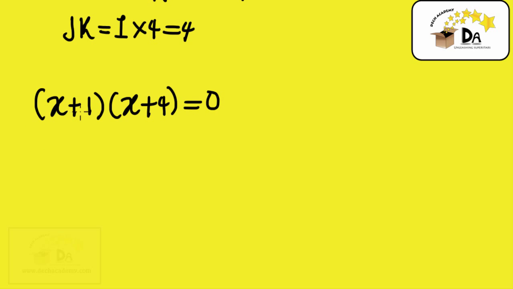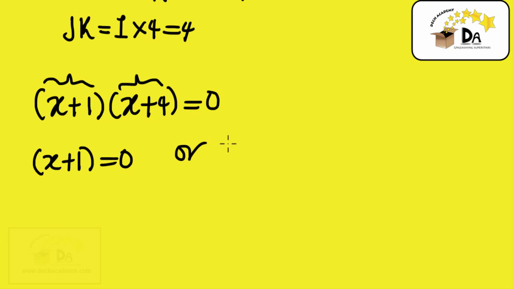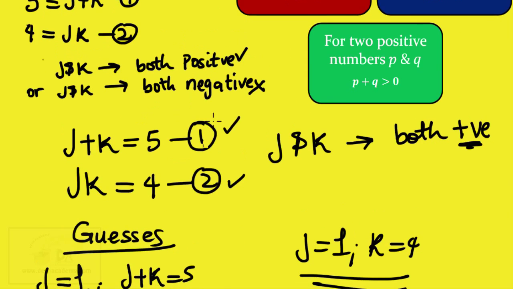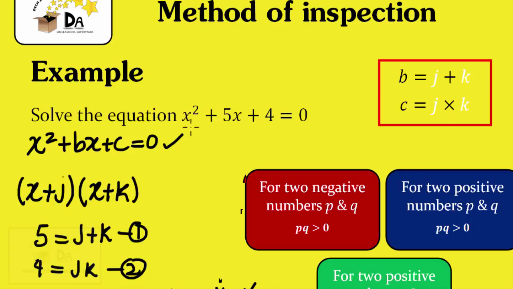And because we have the product of two factors, where this is one and this is another, being equal to 0, the result is that either the first factor is equal to 0 or the second factor is equal to 0. This can be simplified to give x equals minus 1. This can be simplified to give x equals minus 4. Therefore, the solution to the original equation is x equals minus 1 or x equals minus 4, where the original equation is this equation here.